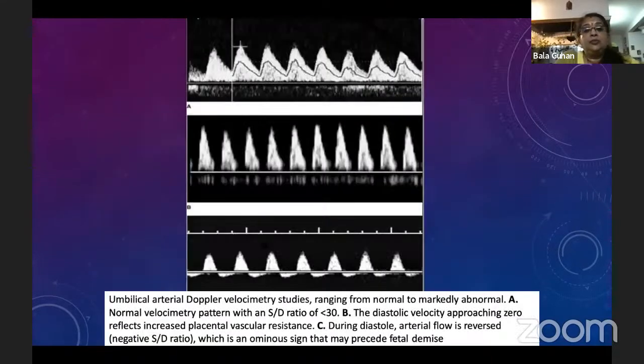Both are obvious. These are different patterns of the umbilical artery Doppler velocimetry. The first one is normal. The second one, there is absent diastolic flow with a high placental vascular resistance. And the third one shows reversal of flow, which is very ominous and may precede fetal demise.